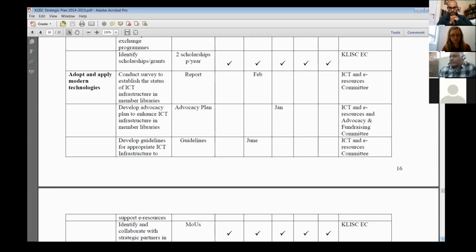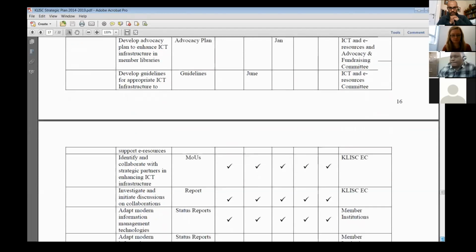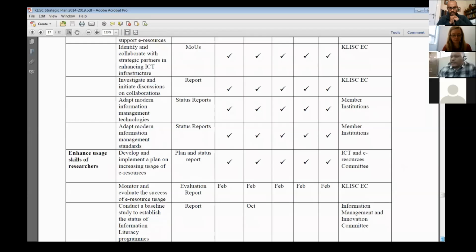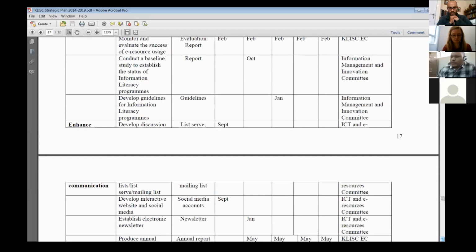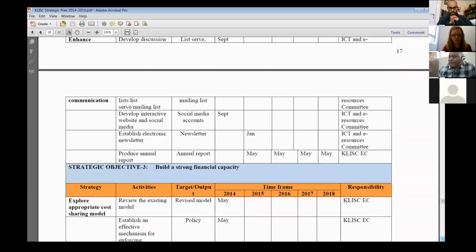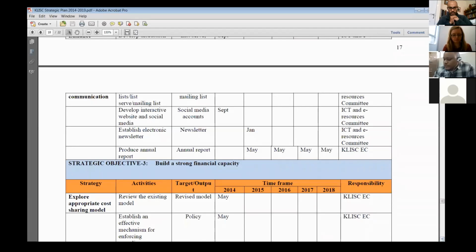And then, of course, adapting technologies. I think almost all member libraries in the consortium have adopted technology like repositories and so on and so forth. As you look at the plan, I think in implementation CLISC has been able to come up with the working committees.